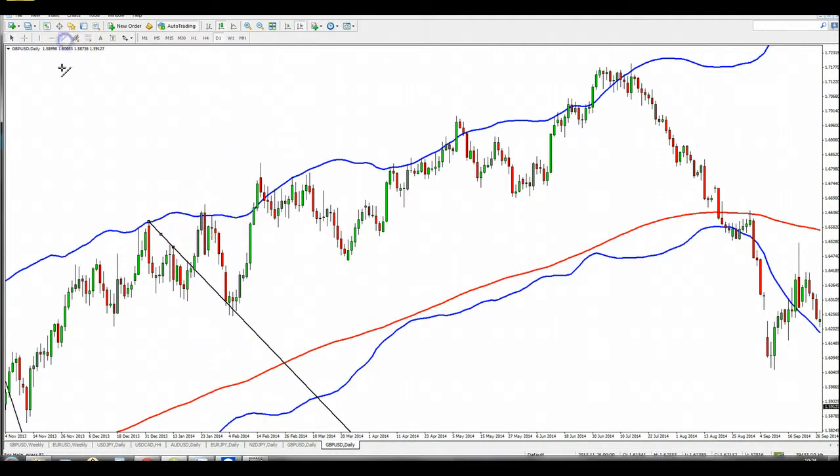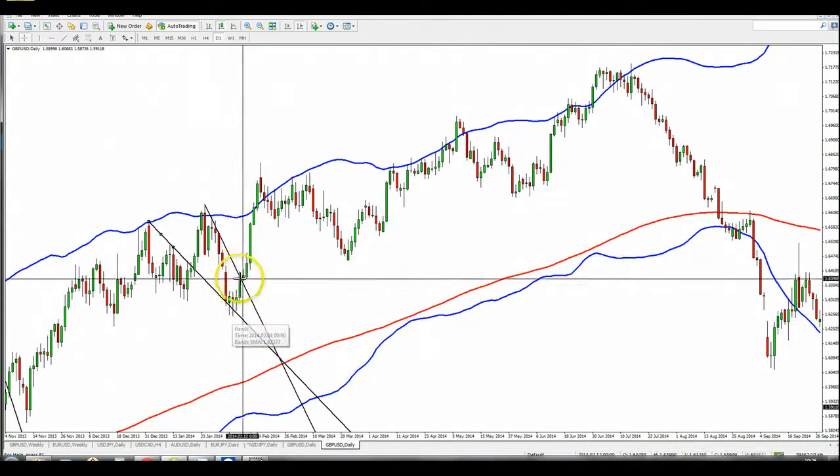Okay, so basically all we're doing is looking for these downturns in an up market. This is the best place to buy your stocks, your currencies, whatever. Okay, buying low in an uptrend.